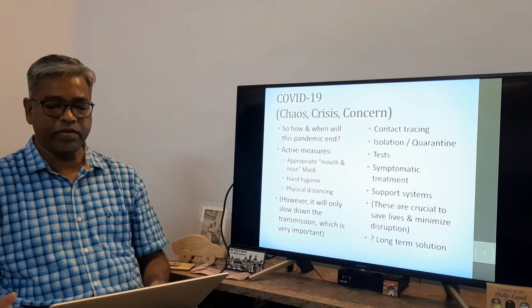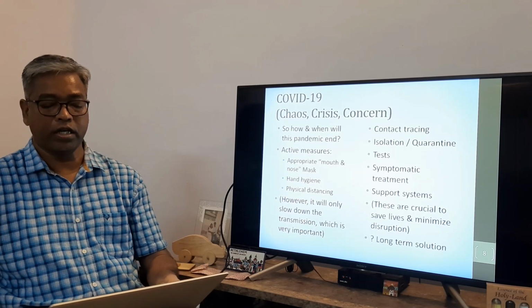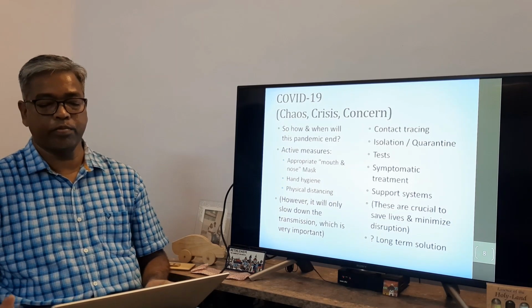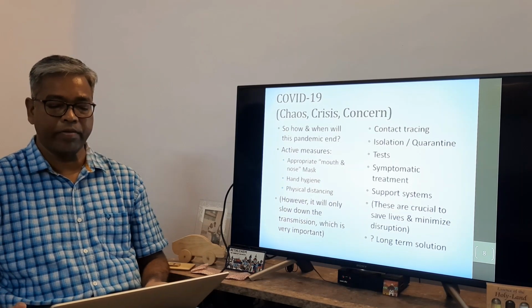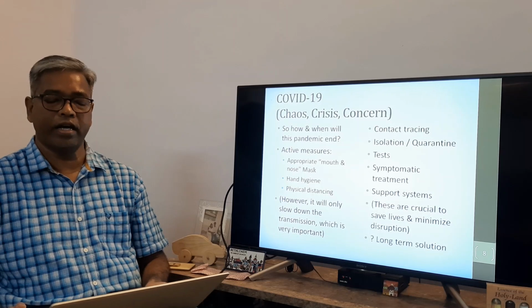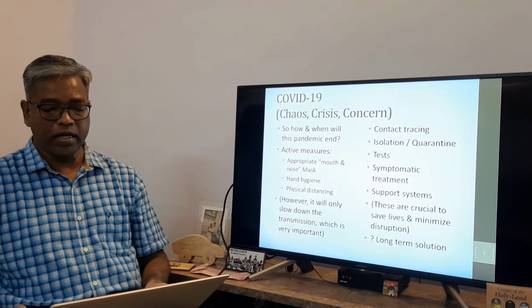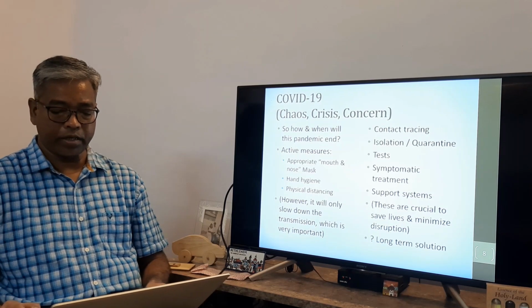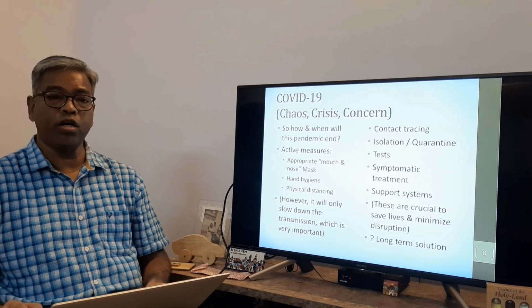There are certain tests which have to be done to confirm the disease, and symptomatic treatment has to be given. A support system has to be there with family members, friends, government, and many others. And these are crucial to save lives and minimize disruption. But what is the long-term solution?